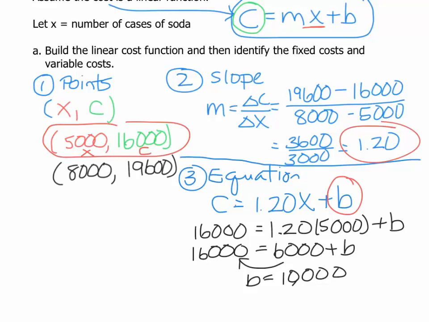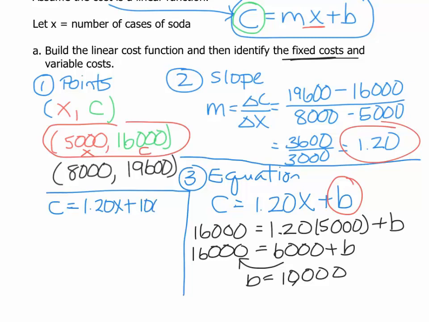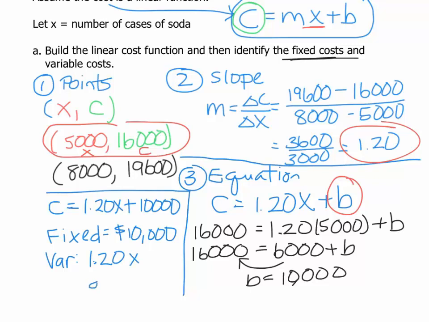Remember, at the start, they asked us to identify the fixed costs and the variable costs. So we have 3 parts of our answer. My equation is 1.20x plus 10,000. My fixed costs are $10,000, and my variable costs are 1.20x, and again, that's in dollars.